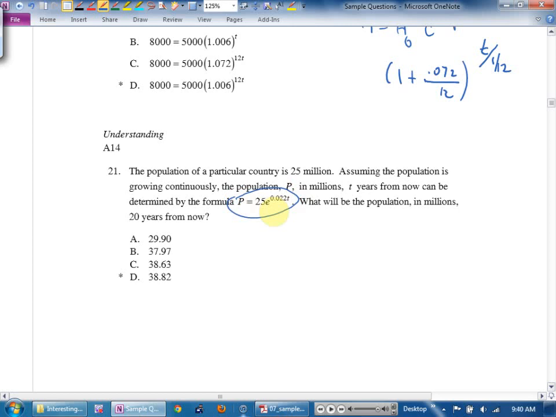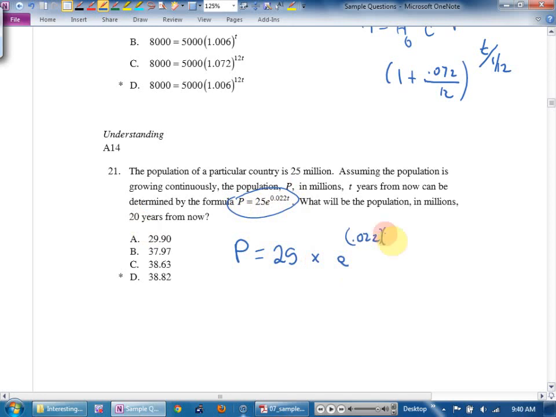They want the final population 20 years from now. So that 20 years, I think that's a t value. I think all they want you to do is this. 25 times e to the 0.022 times 20.